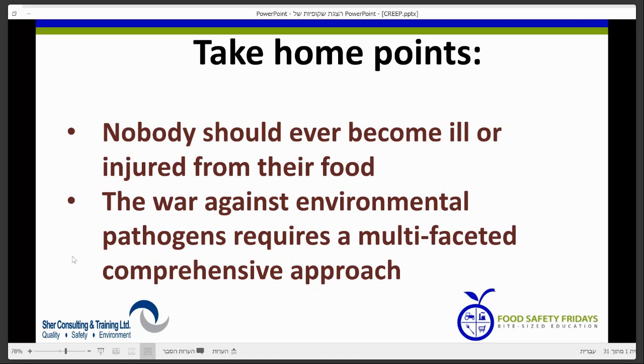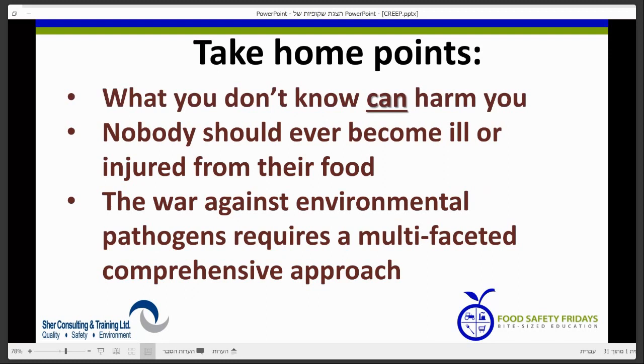And finally, one of the most annoying sayings that I've ever heard is that what you don't know can't harm you. And I want to make sure everybody understands that what you don't know can harm you, and the knowledge is what we need to protect the public, and it's our responsibility.